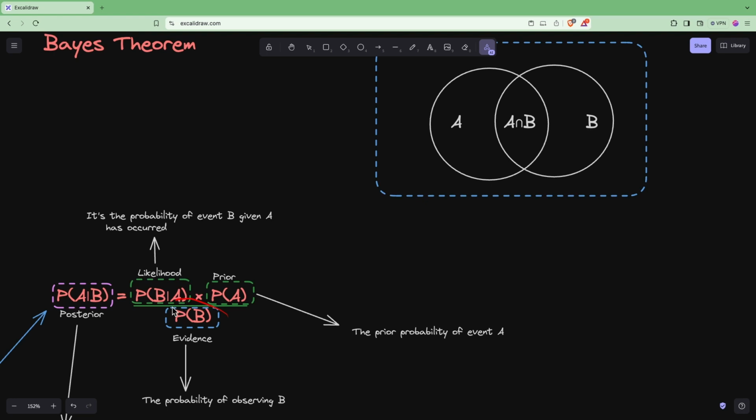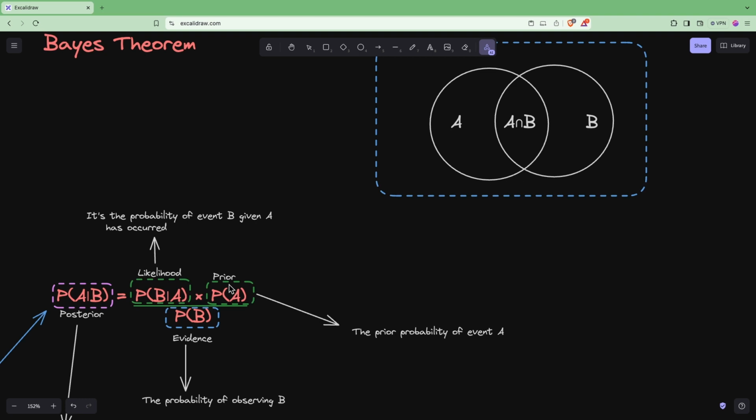Now we can find the next event's probability, that is, what the probability of A is going to be if B has already occurred. So it's nothing but the evidence showing that B has already occurred. And the probability of the next event is simply that of A. Now we have the prior probability.